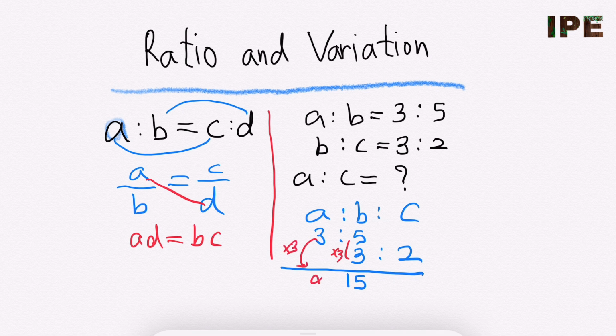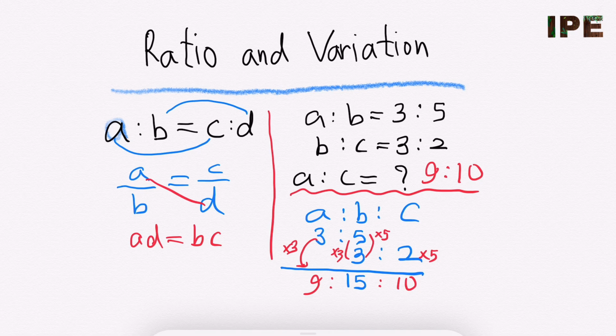That is 9. And now, think about 3 to 2. How can you make 15 from 3? You multiply it by 5, right? 3 times 5 is 15. That's why you multiply the 2 by 5, which is 10. So the ratio of the three values A to B to C is equal to 9 to 15 to 10. So what is the answer? It asks you for A to C, so 9 to 10 is the answer.